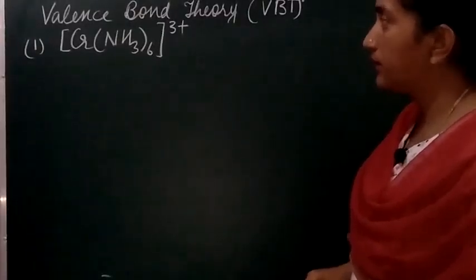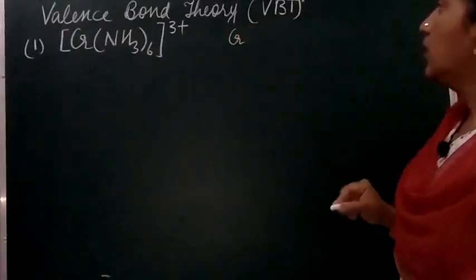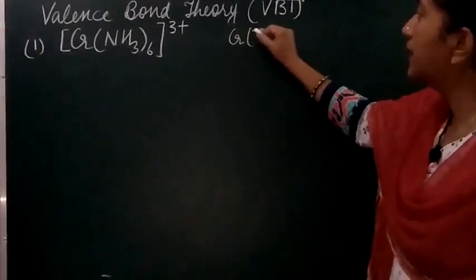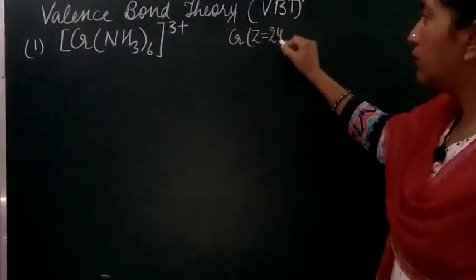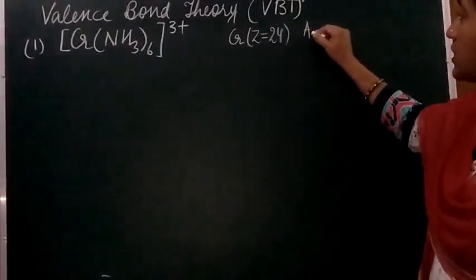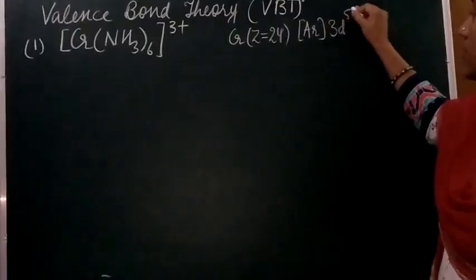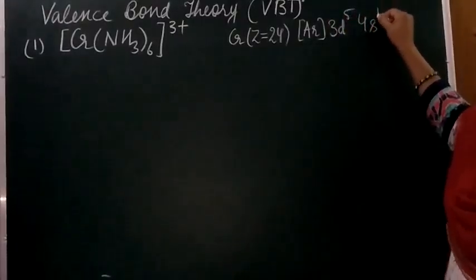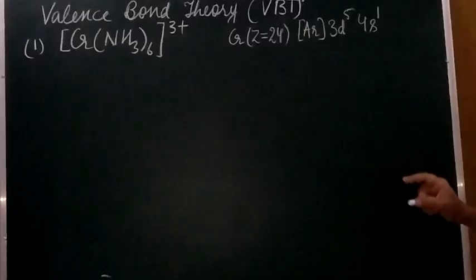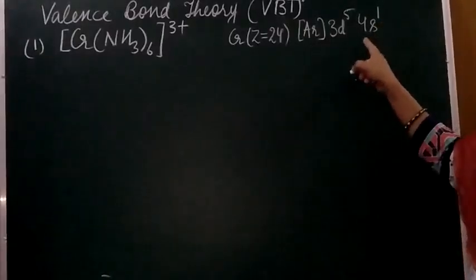of the chromium atom. Right, now you know that chromium is having Z equals 24. Now you will write down its electronic configuration. So it is argon 3d5 4s1, right? 18, 19 and 19 plus 5, it is 24, right? This is the stable configuration of chromium.